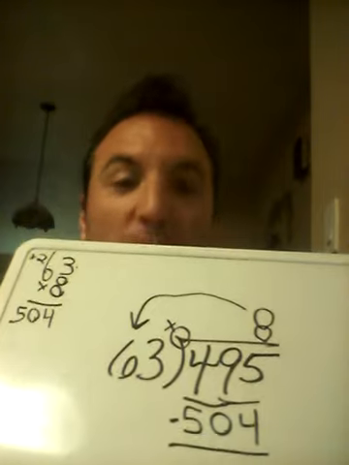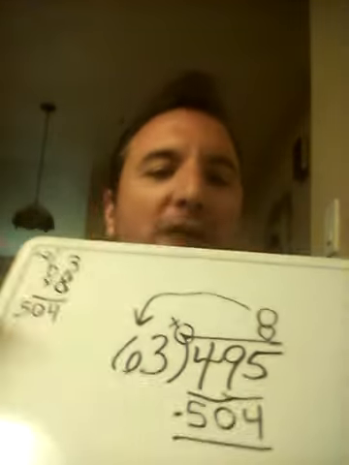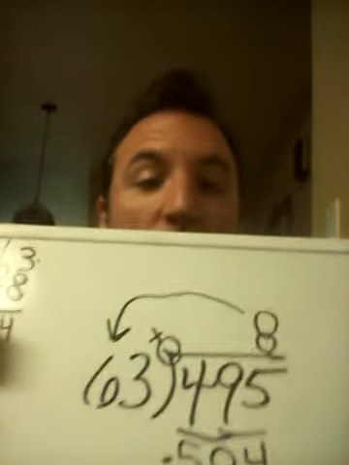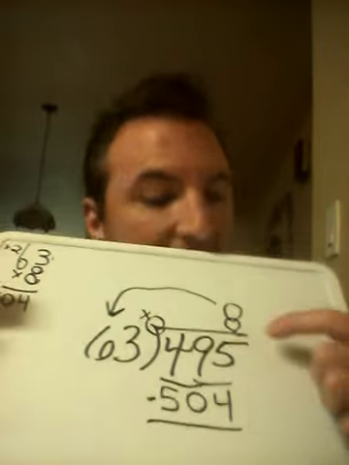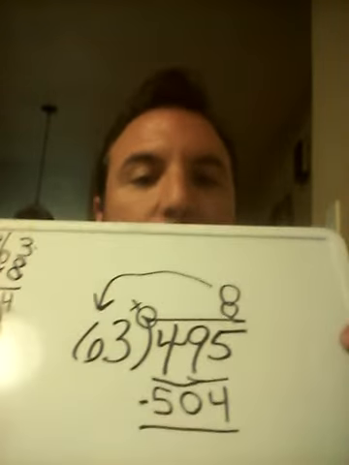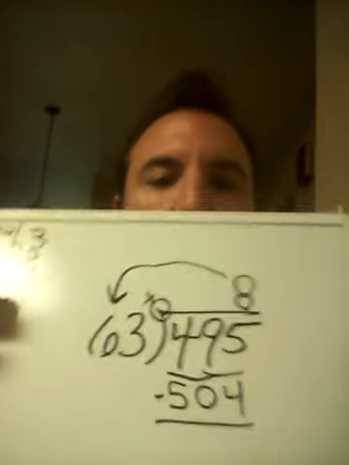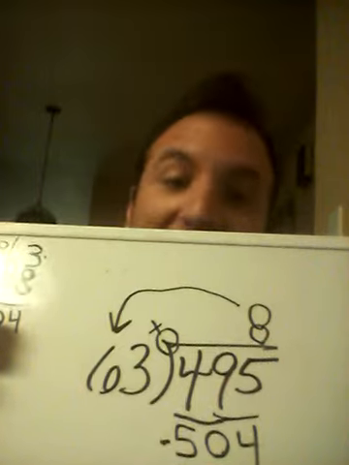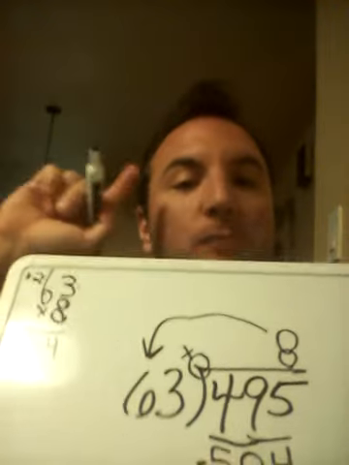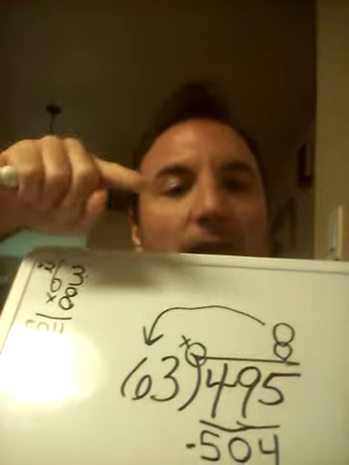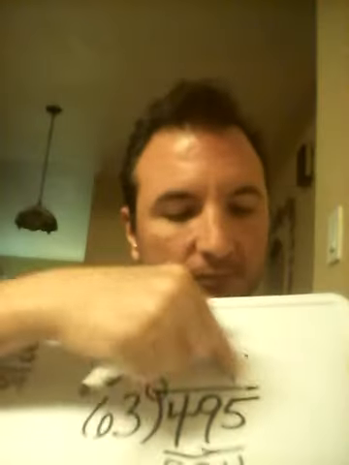So what are we going to do? We have to fix that. How are we going to make 504 small enough to be taken away from 495? Well, there's only one real way to do that. It's to take that 8 and change it. How am I going to change the 8 so that this number is smaller than this number? I have to make the 8 smaller, by going 1 less. So 1 less from 8 is 7. I'm going to make this a 7.